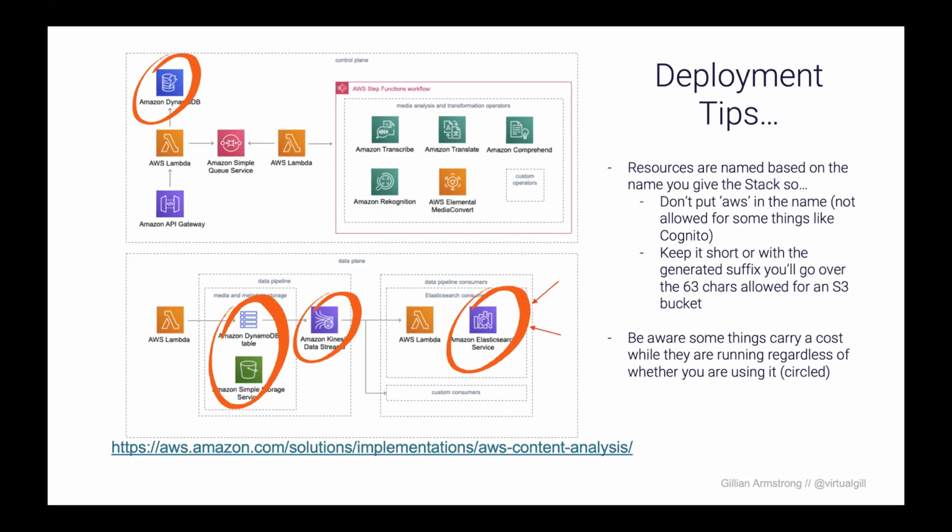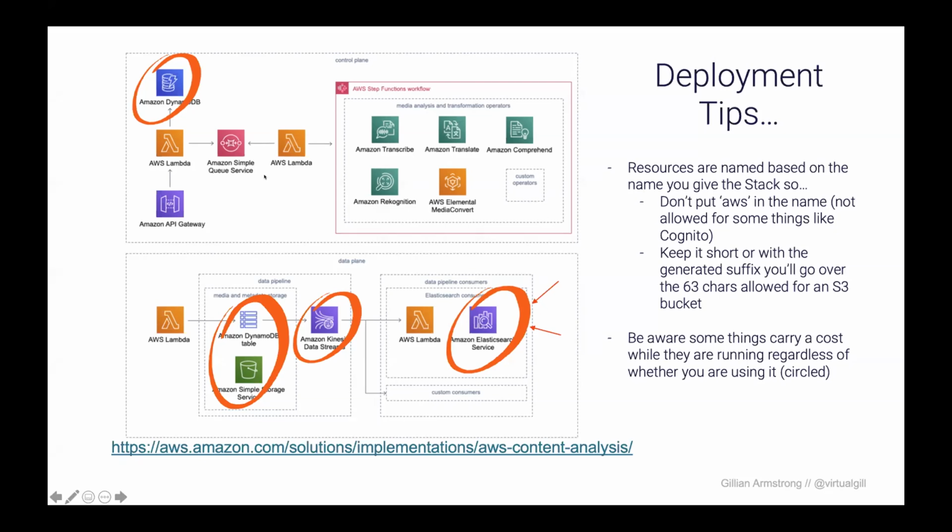And of course, standard disclaimer, watch your costs. While the AI services here are all pay as you go, there's a lot of data services in here. Elasticsearch is the big one. It will cost you probably about $10 a day. So if you spin it up, just make sure you take it down as soon as you don't need it.